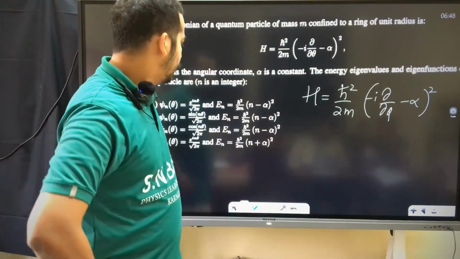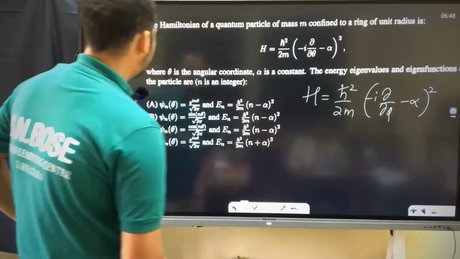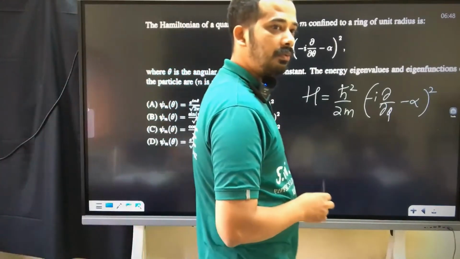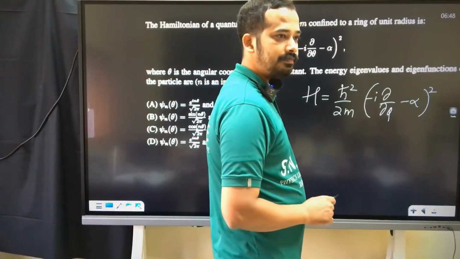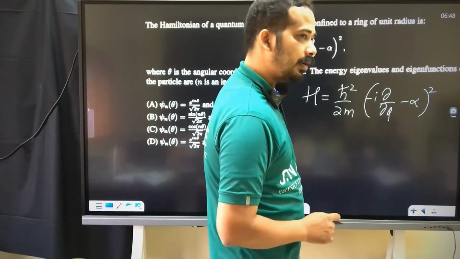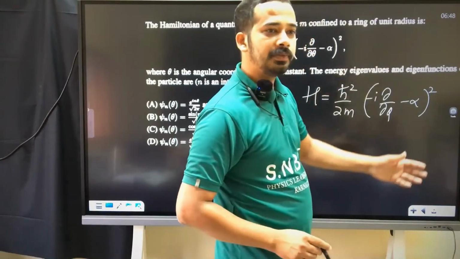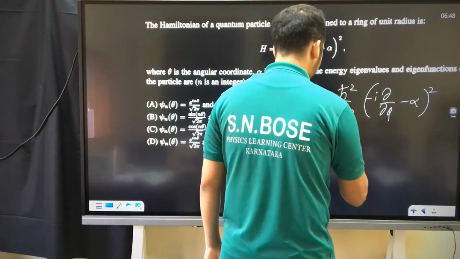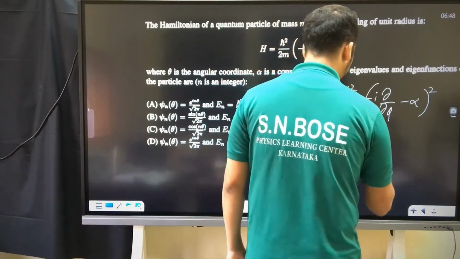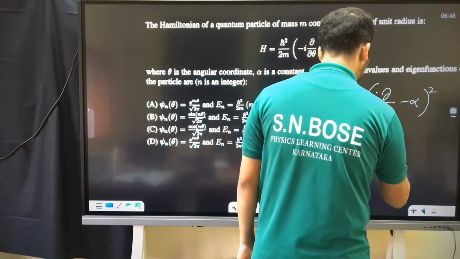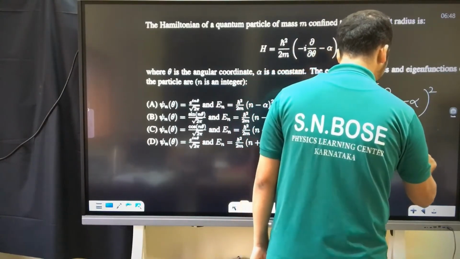Now look at here. You need the energy eigenvalue of this Hamiltonian. Now what is the idea? Can you guess? Write this one in terms of Lz and then expand. H bar square by 2m, so multiply and divide by h bar. H bar is required: 1 by h bar into Lz cap minus alpha, the whole square.